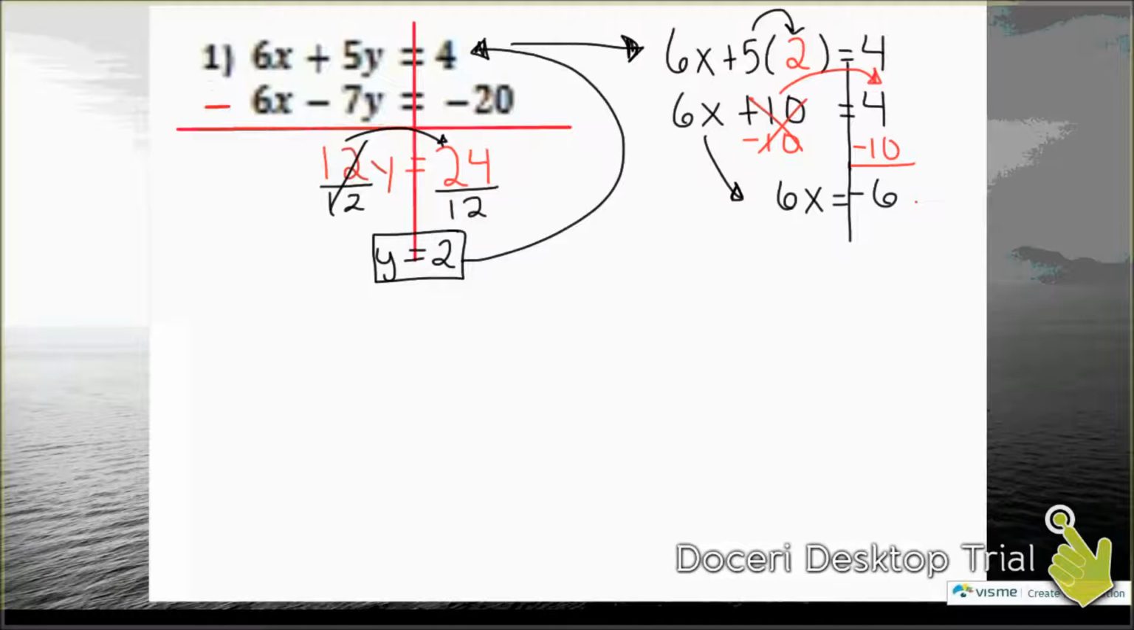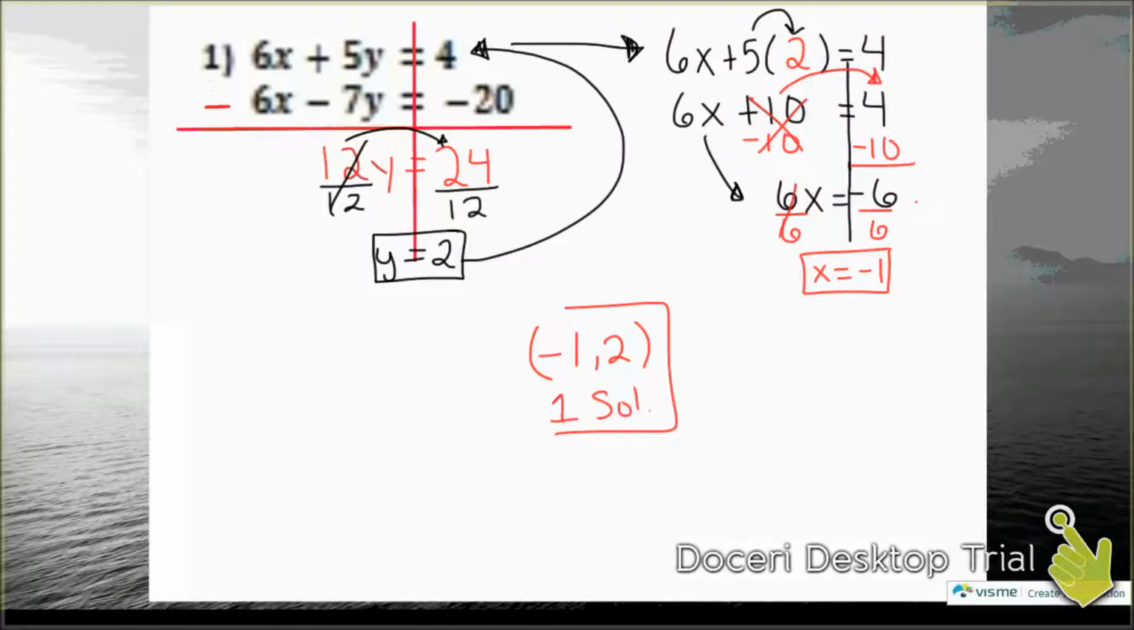From there, I just divide because I have a coefficient of 6 with the x, so I want to divide by that coefficient. And I know a negative 6 divided by a positive 6 gives me an answer of negative 1. So what that tells me in the end is that x is negative 1 and y is positive 2. And as we know, if we graph these and they intersect or cross at negative 1, 2, that's a one solution answer. Okay, and there would be our answer for question 1.